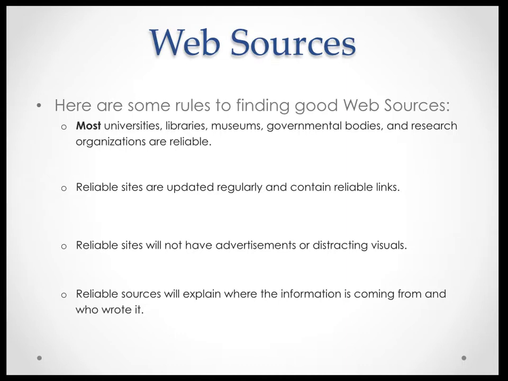Reliable websites will also not have advertisements or distracting visuals. You will also usually see an author, or the organization will let you know where the source information is coming from and who wrote it. If you cannot find an author or an organization on the website you are looking on, it's probably not a reliable source. If you can't find it on the page you are on, often websites have a button that says About Us or More Information, which may give you the information that you're looking for.